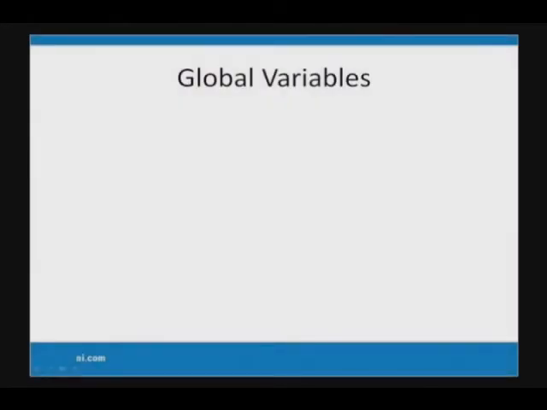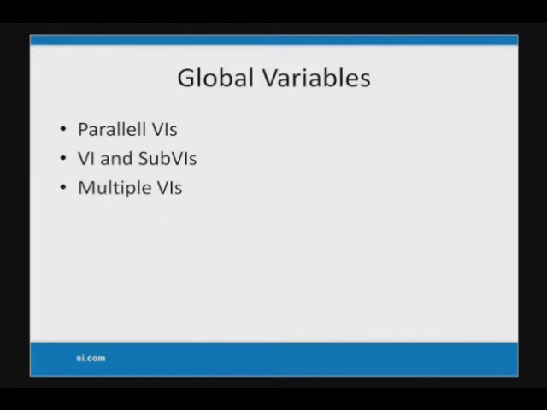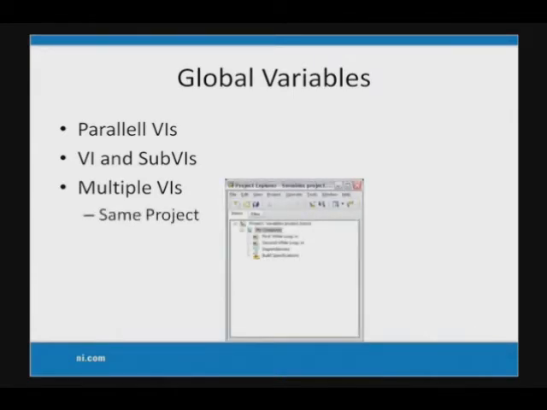If we require control over two or more VIs running in parallel, or a VI and sub-VI, we must use a global variable. Global variables work the same way as local variables, except you can communicate to multiple VIs. Keep in mind that you need to have all VIs that use the global variable within the same LabVIEW project. I will now demonstrate an example using global variables.